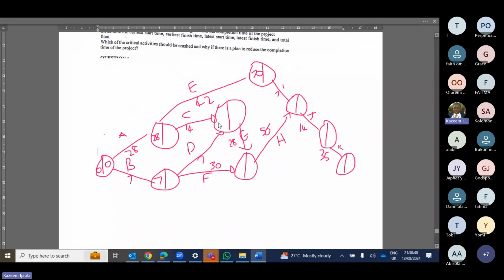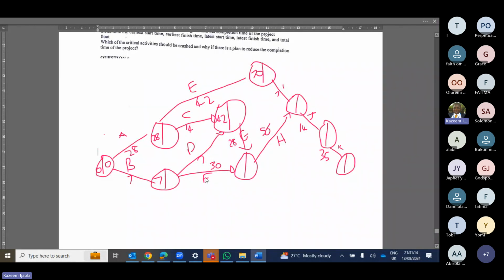Now, if you want to complete D here, it's going to be the higher of these two activities that join here. We have 28 plus 14, which gives us 42. Then 7 plus 7 also gives us 14. So which one is higher? We are going to pick 42. Why am I picking 42? Because 42 is higher than 7 plus 7, which is 14. You get it?